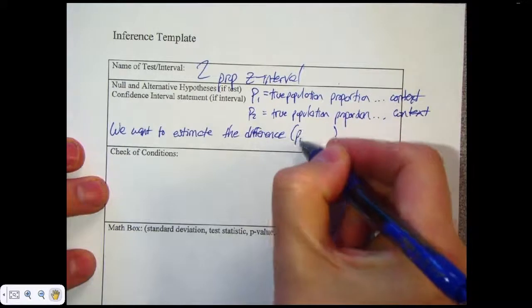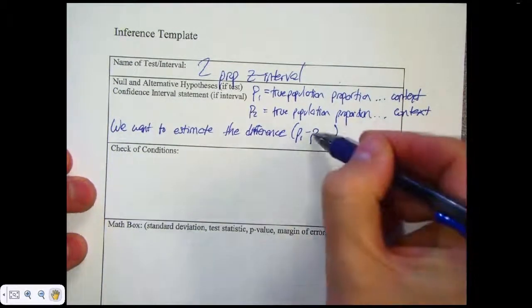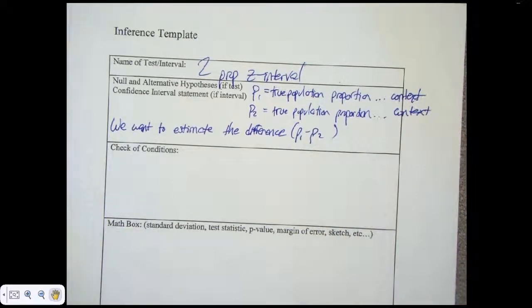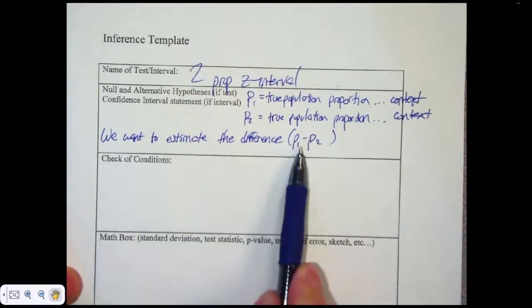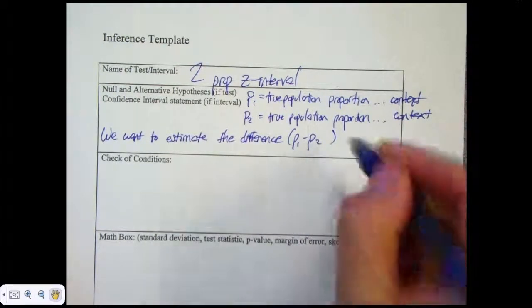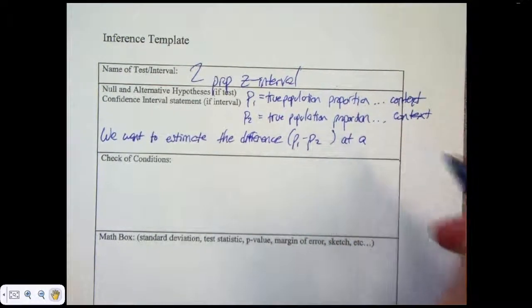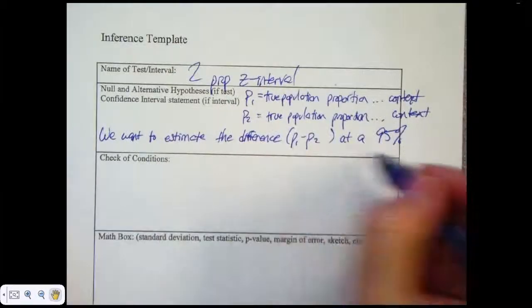I almost always try to do P1 minus P2 just to keep it consistent, so it's always the same order. But even then, you might have called your P1 something different than I called my P1, so we could end up flip-flopped pretty easily, but that's okay. We want to estimate the difference, but you need to tell them which one you're doing. That's the main thing. So I'm doing P1 minus P2 at a 95% confidence level.